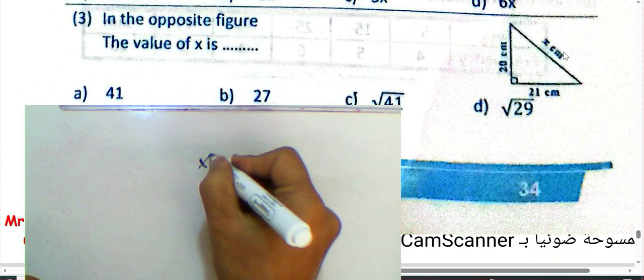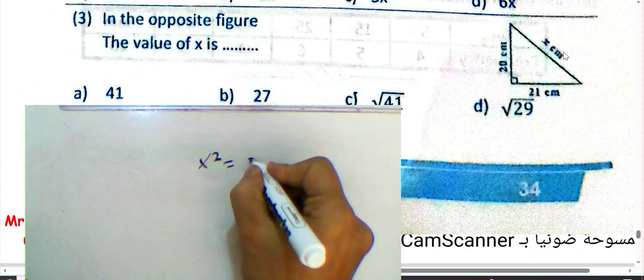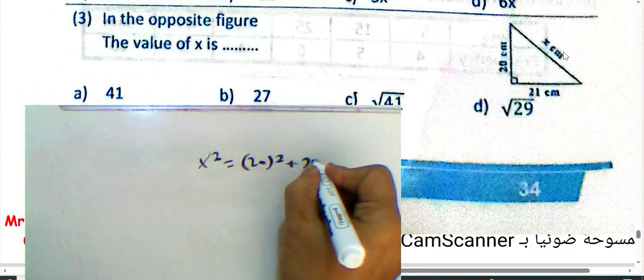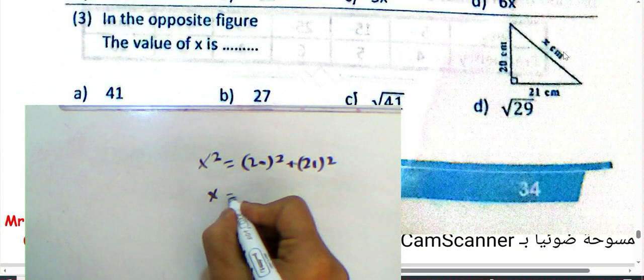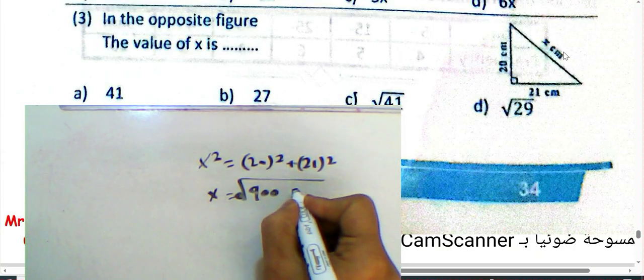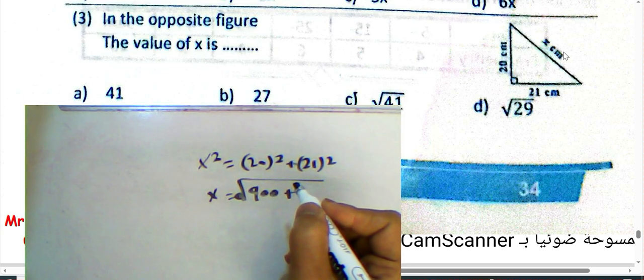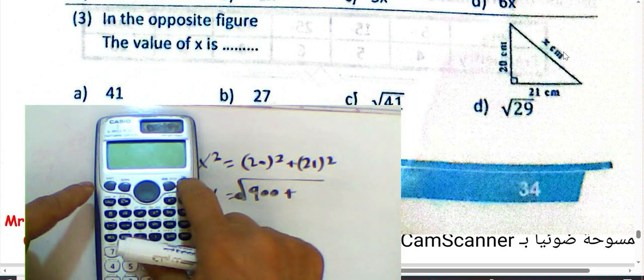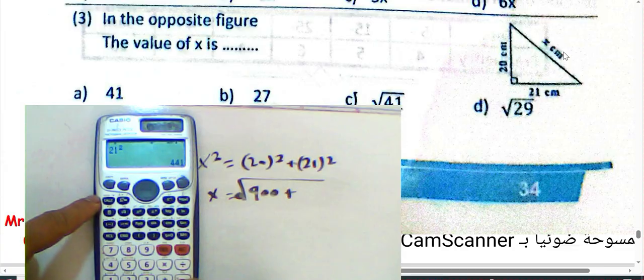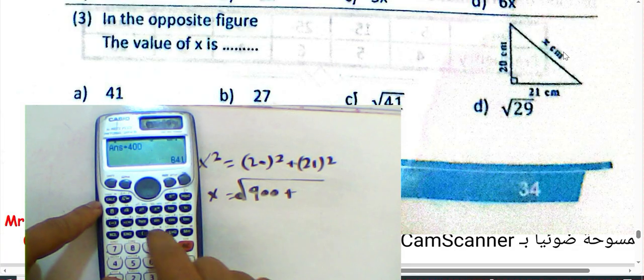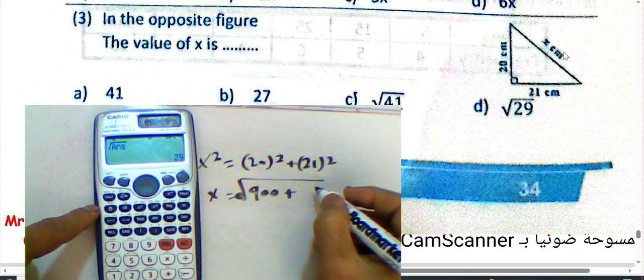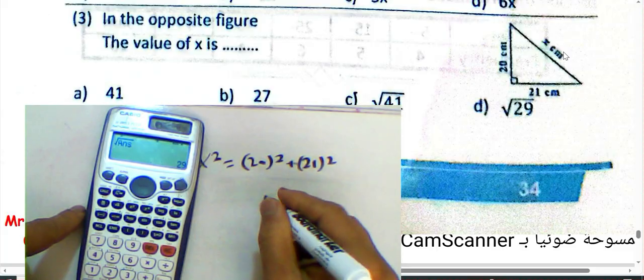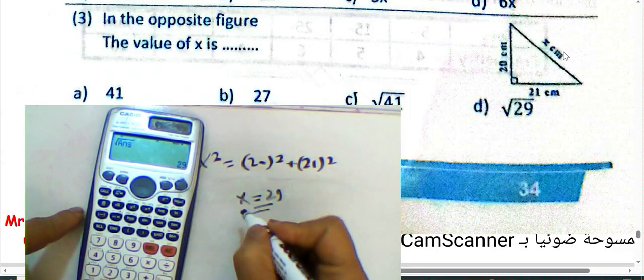Next question. In the opposite figure, we want to find the value of x. X here is the hypotenuse. We can find x power 2 equal 20 power 2 plus 21 power 2. Then x will be square root of 400 plus 21 power 2. 21 power 2 plus 400, and then find square root of the answer. It will be 29. And the answer will be 29. X will be 29.